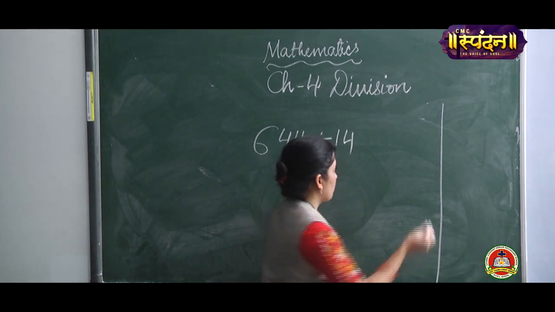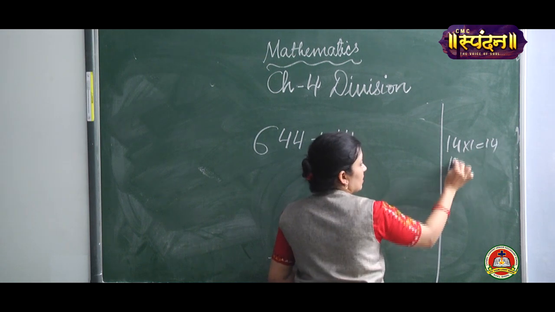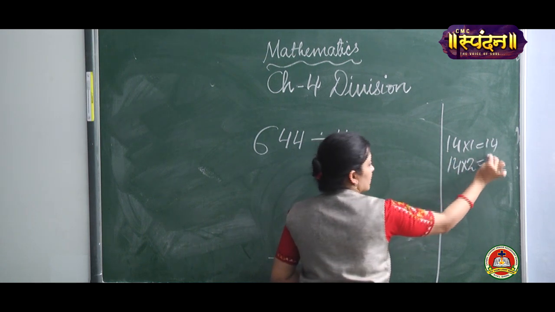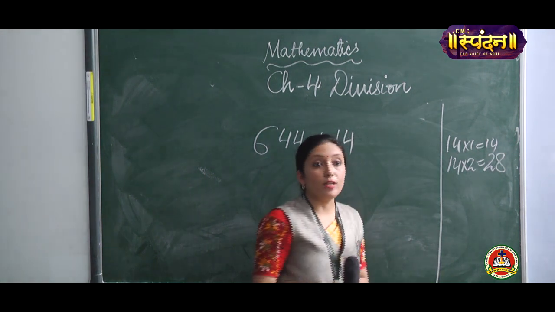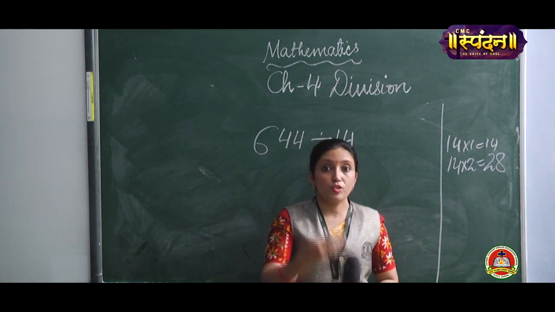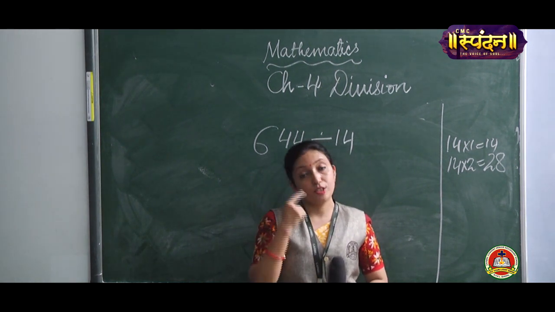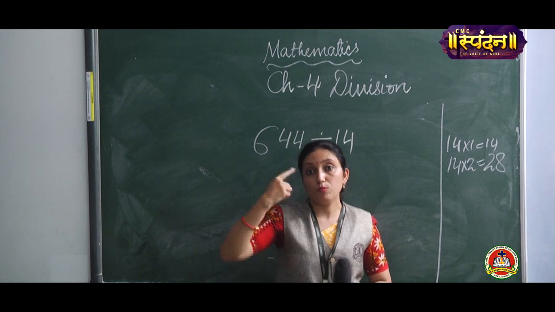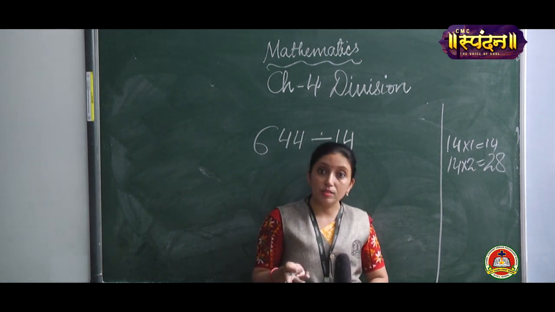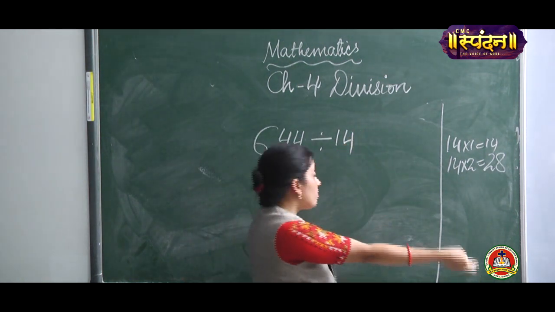Am I clear? See, 14 ones are 14, 14 twos are 28. This is just for help, but children, you need to be thorough with the tables. That is very, very important. We have done this in 3rd standard this way, but when you reach 4th standard, it should be on your fingertips. You have to move on like that only, because you will be getting large numbers also. So, okay, this way you can write it in your rough column.